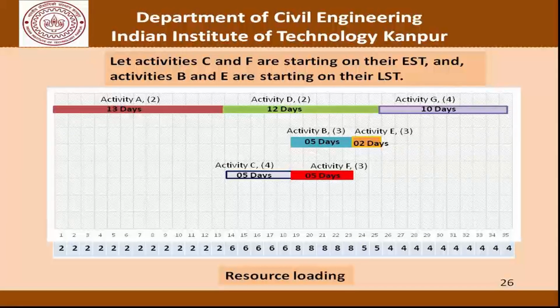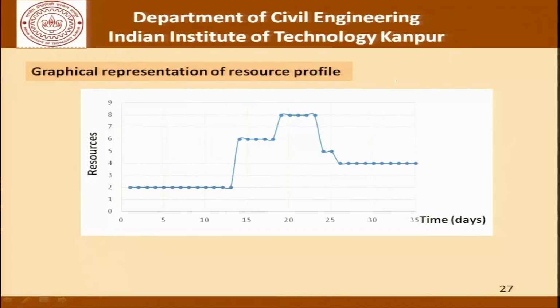And with this, if we do the resource aggregation, we find the numbers to be given as they are at the bottom. This is the graphical representation of the resource profile that we get when we have chosen to start one set at the earliest starting times and one set at their latest starting times.